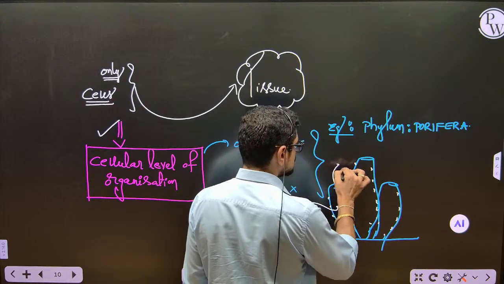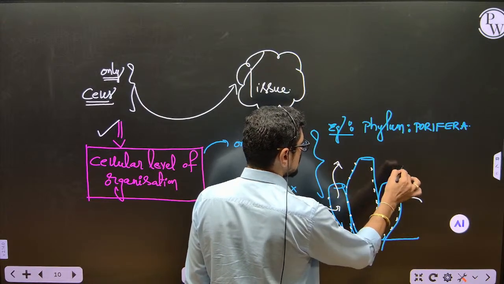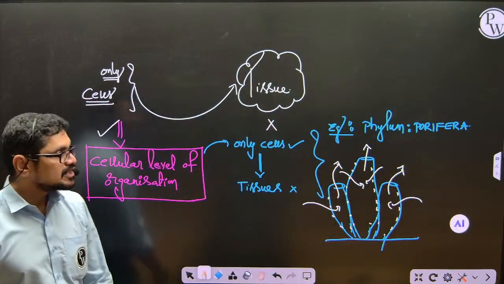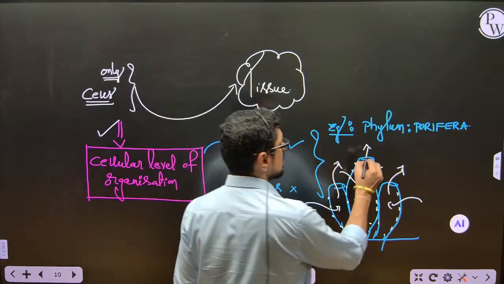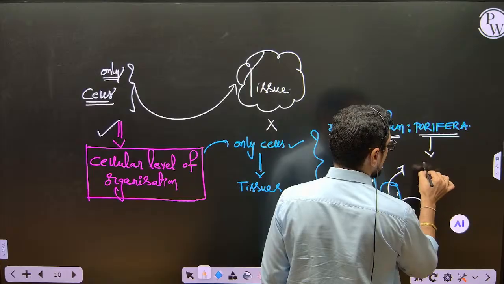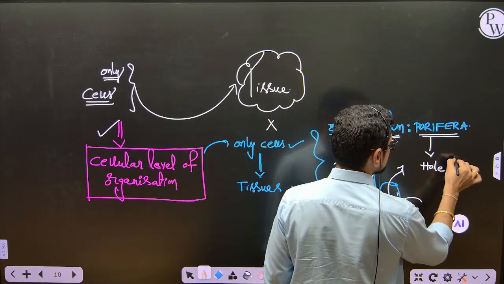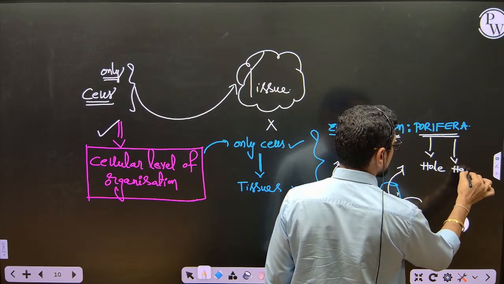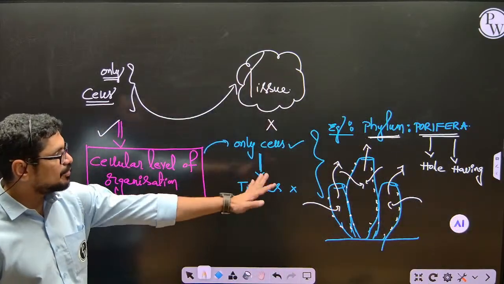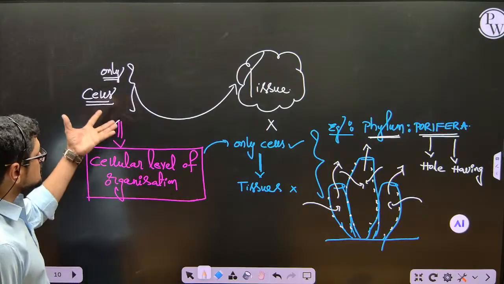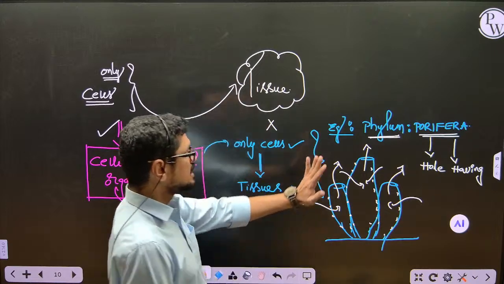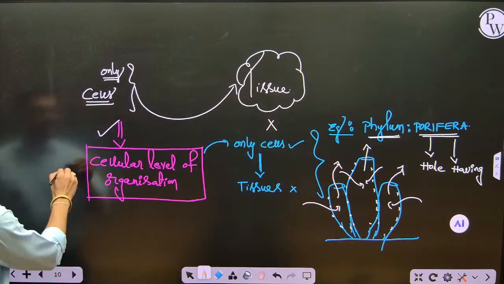Water enters into the body and water goes out from the body. So this is phylum Porifera. Pori means hole, fera means bearing or having. Hole-bearing animals are called poriferans. So cellular level of organization, where only cells are present and tissues are absent, is seen in phylum Porifera. This is the first level of organization.